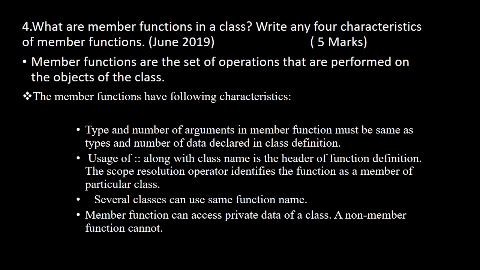The type and number of arguments in member functions must be the same as the type and number of data declared in the class definition. The usage of scope resolution along with the class name is in the header of the function definition, and the scope resolution operator identifies the function as a member of a particular class. Several classes can use the same function name, and member functions can access private data of a class and non-member functions cannot.